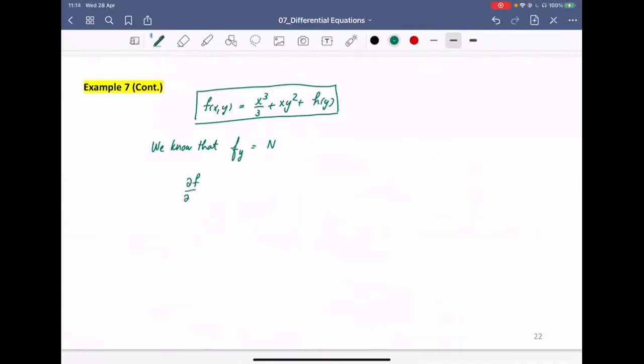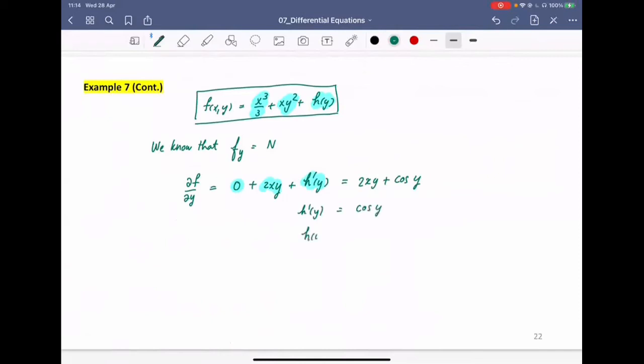Well, that means differentiate f with respect to y: differentiate x cubed over 3, you get 0; differentiate xy squared, you get 2xy; and then you differentiate h(y), you get h prime y. So this is differentiating with respect to y, and this thing must equal n. Your n is 2xy plus cosine y. Okay, good. Then that means h prime y equals cosine y.